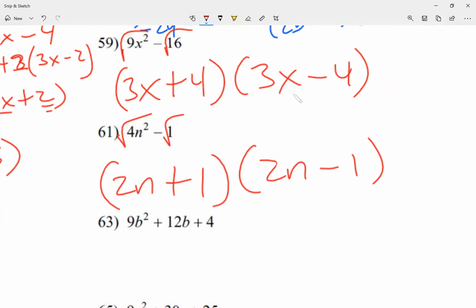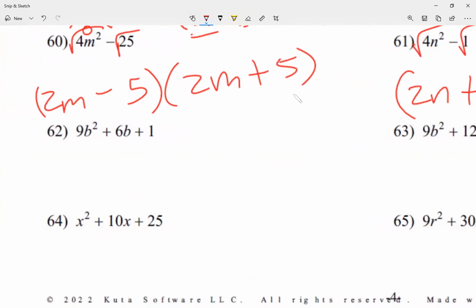And there's another special case. There's this one, number 62 through 65. I can do the long way. I'm looking for two numbers that multiply to 9, but when I add them equal 6, and I'm going to split my middle term. That works. We can do it the long way. But there's one interesting part.